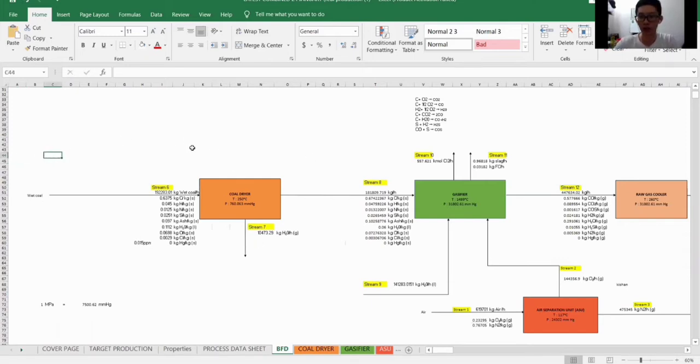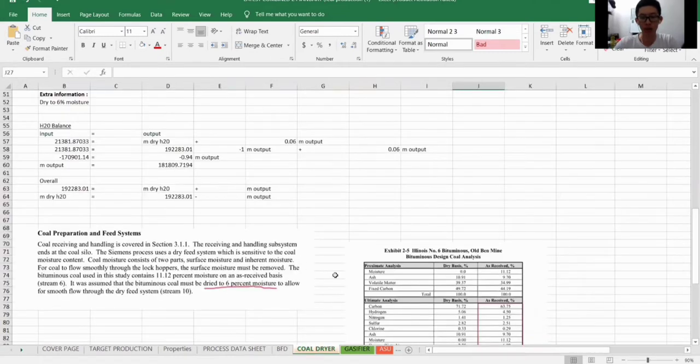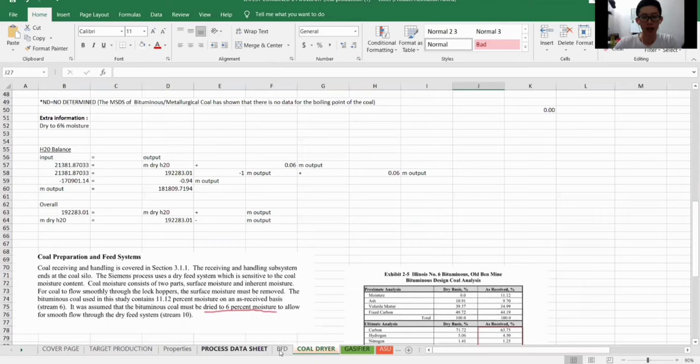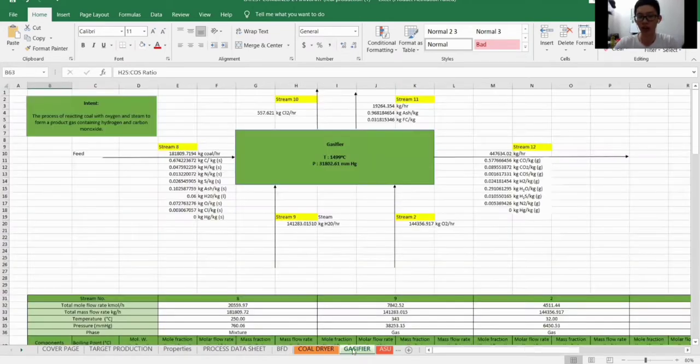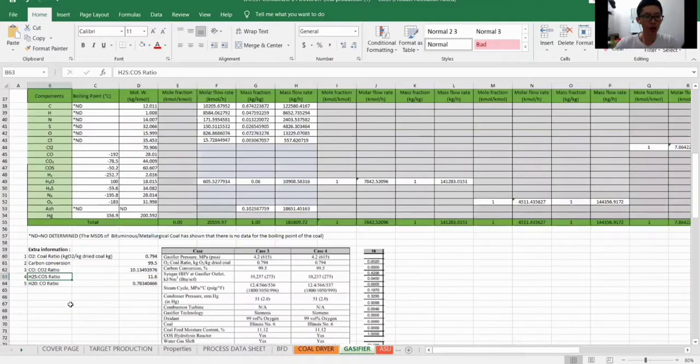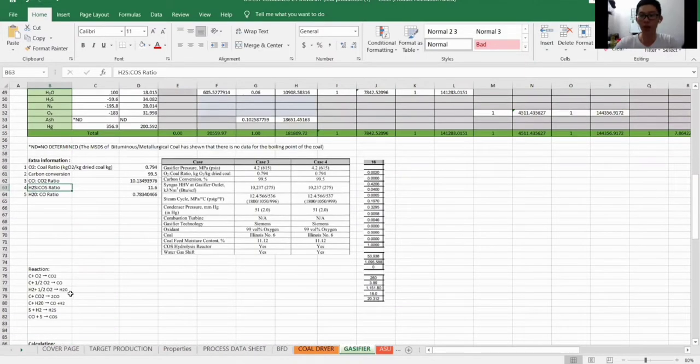We start from the first unit that we use, which is the coal dryer, because the gasifier that we use is a dry gas gasifier, where the lower the moisture of the coal, the higher the efficiency of the gasifier. So we need to dry the coal to 6% moisture. This also refers to the journal. After we dry the coal, the dry coal will enter the gasifier to undergo a series of reactions that we call gasification. Under gasification, we have pyrolysis, oxidation, and also reduction reactions.